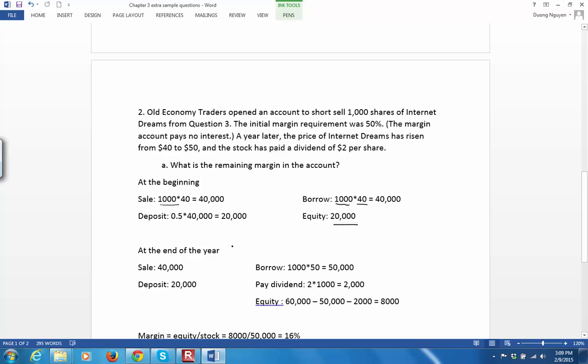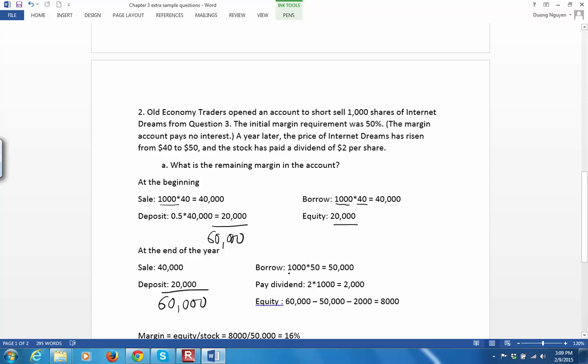Now at the end of the year, the amount of sale remains the same because the investor already sold the stock, $40,000. The deposit is still the same because that is how much the investor deposited at the beginning of the year. So at the end of the year, the total amount of money in the account is $60,000, the same as at the beginning. However, what will change is the amount of money the investor borrowed. At the beginning of the year, the investor borrowed 1,000 shares at $40 per share, so the amount borrowed was $40,000.